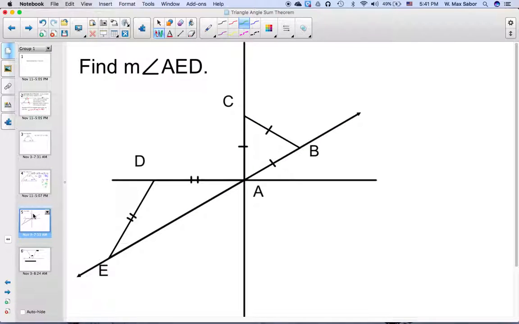Here's a problem that involves the triangle angle sum theorem. So it also involves some other rules. So for example, equilateral triangles, like this one, ACB, is equilateral, so that's why I know that each of these angles have to be 60. So that's 60, that's 60, that's 60.